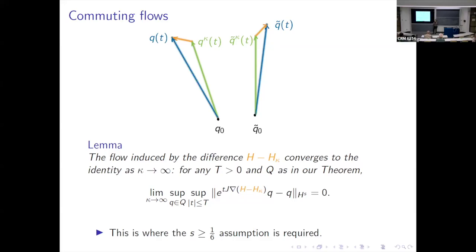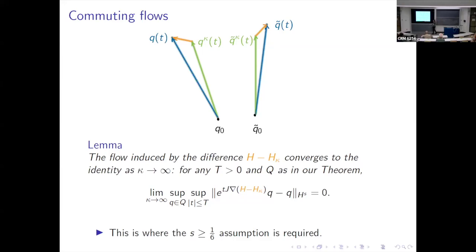So now in order to control the difference of the blue solutions, I just need to show that these yellow arrows are small, right? Not just for Q0, but also for Q0 tilde. So I need some uniform result for that, and that's exactly what we showed. We showed that the flow induced by the difference H minus H kappa converges to the identity, okay, in a very strong sense. So uniformly on bounded intervals of time and nice sets of initial data, right?